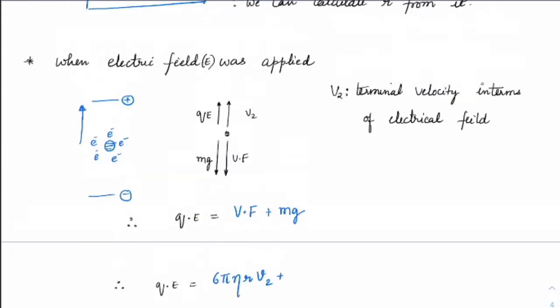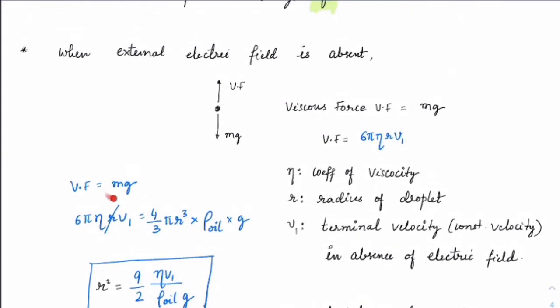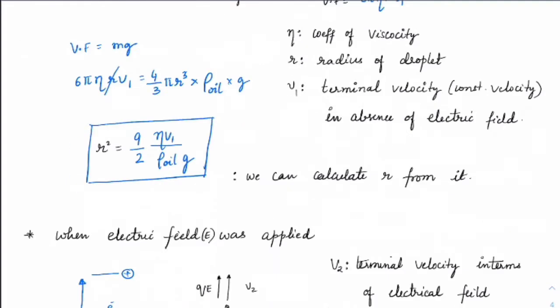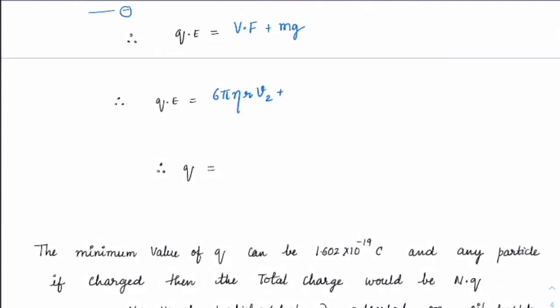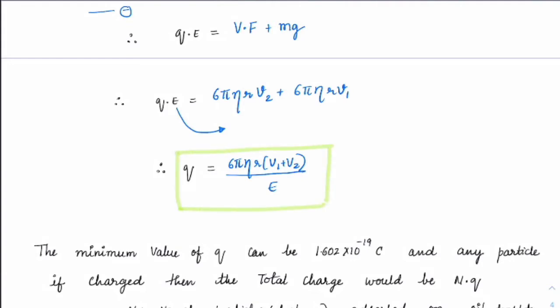Acha, if you recall, we have already derived that mg is equal to the viscous force before, right? Mg is equal to this. So I can use that here to simplify. I can write this as 6 pi eta R V1. So everything gets common: 6 pi eta R (V1 plus V2) is what I would get, and this E, if I bring it down, it will become divided by E. So now if you observe, all of these factors are known to us.